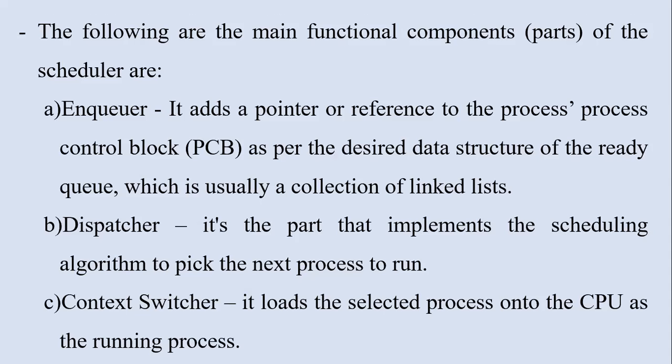The following are the main functional components or parts of the scheduler. Number one, a queuer. It adds a pointer or reference to the process's process control block as per the desired data structure of the ready queue, which is usually a collection of linked lists. Number two, dispatcher. It is the part that implements the scheduling algorithm to pick the next process to run. Number three is the context switcher. It loads the selected process onto the CPU as the running process.